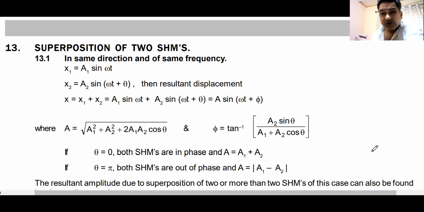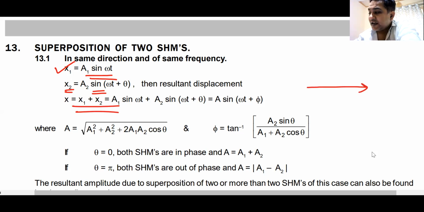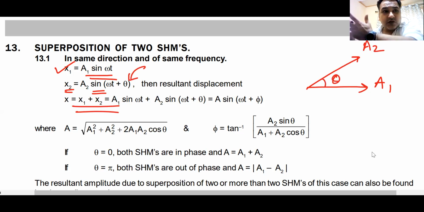How do you find out? You try to break it up into additions of SHM. For example, if I have two SHMs, x is a1 sine omega t and x is a2 sine omega t plus theta, you can add them by what I call adding of phasors, phasor diagram, as in AC, or adding of vectors. You draw the first phasor, which is the lagging phasor, x is equal to a1 sine omega t. Then you draw the next phasor, x is equal to a2 sine omega t plus theta. These are now two vectors.